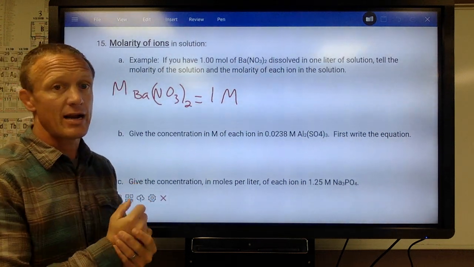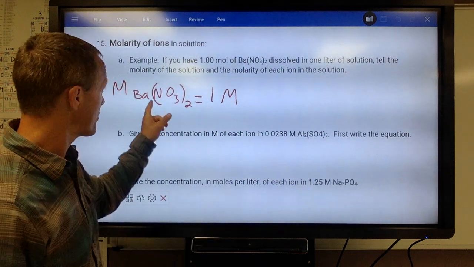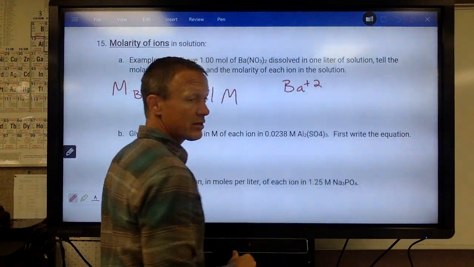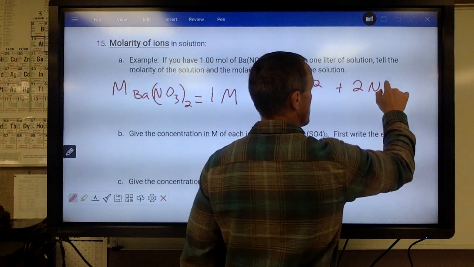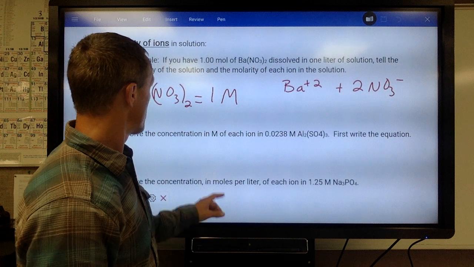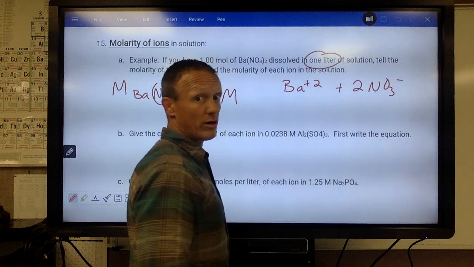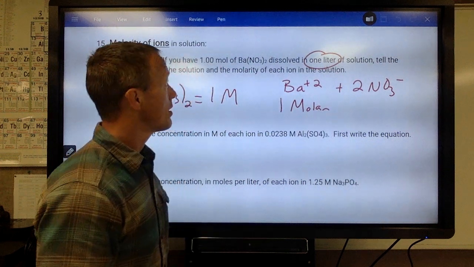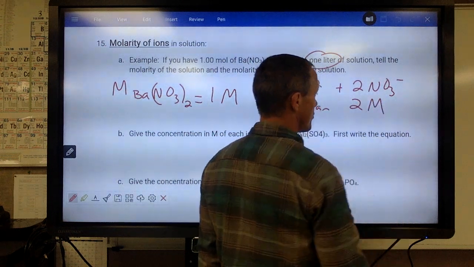Now, since we typically use net ionic equations, we typically want to know the molarity of each ion in solution. So barium nitrate in solution is going to produce 1 mole of barium ions and 2 moles of nitrate ions. We want to know the concentration of each of those ions individually. Every mole of this compound makes a mole of barium ions in 1 liter of solution, so this concentration would be 1 molar. And there would be 2 moles of nitrate ions in that liter of solution, so this concentration would be 2 molar.